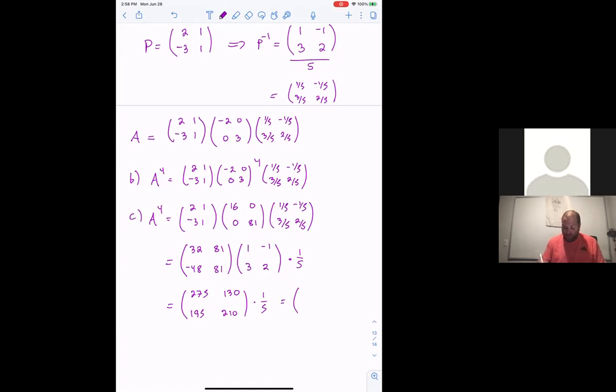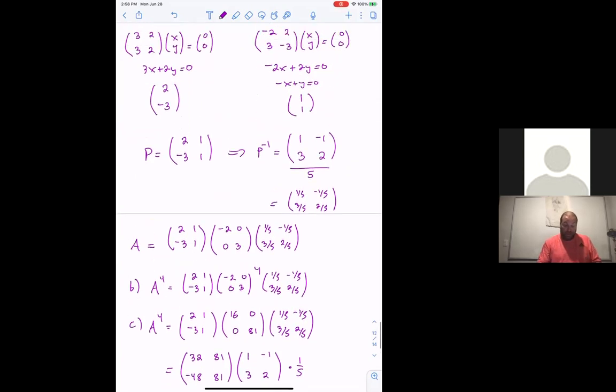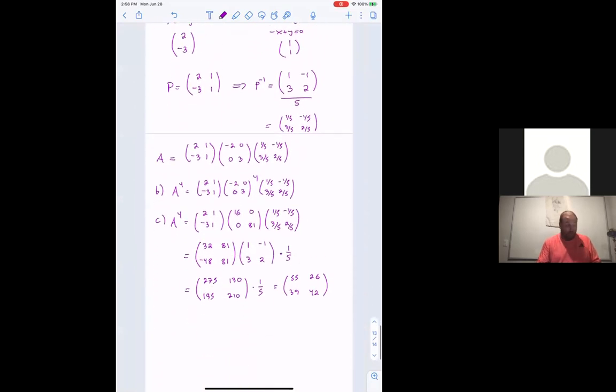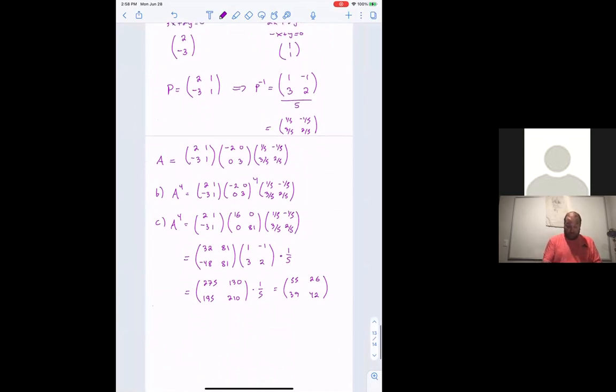275 times 1/5 is 55. 130 times 1/5 is 26. 195 times 1/5 is 39. And 210 times 1/5 is 42. So that is A to the fourth power. And it didn't take me very long to do it, and most of the time was spent explaining what I was doing. So when you get really proficient at this, you see it actually is really, really quick. Faster, I think, than actually multiplying A to the fourth power directly.